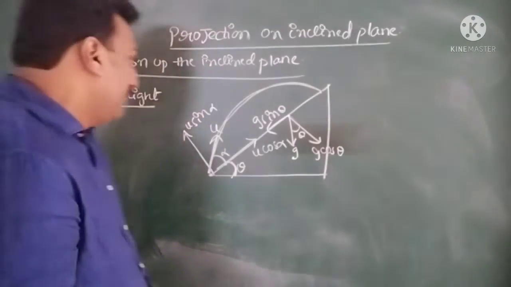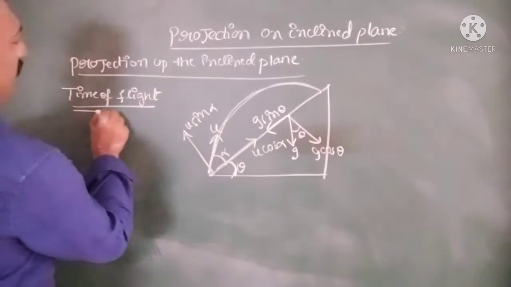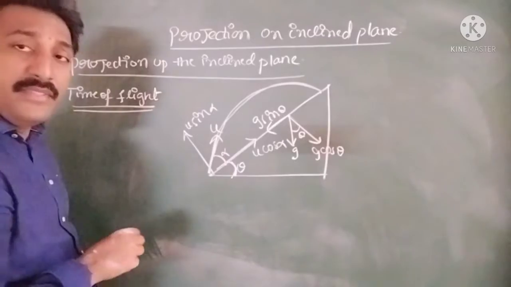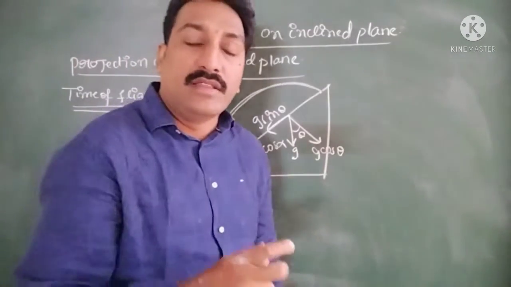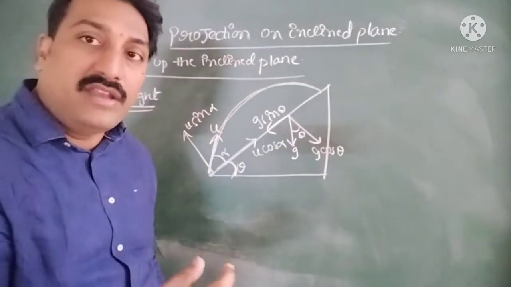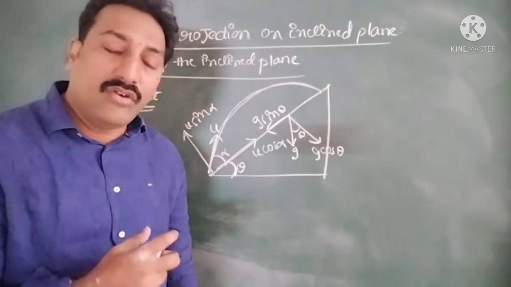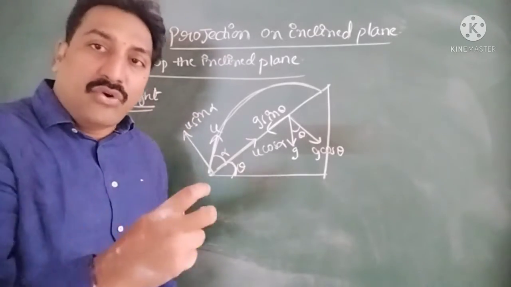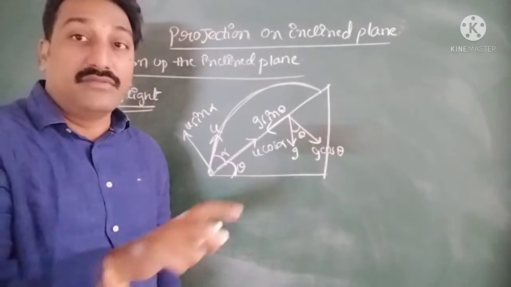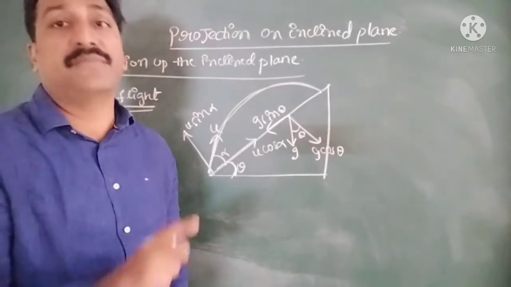Now how to find the time of flight here? According to the basic definition, time of flight is the time taken by the body to remain in air when the body has been projected. So we have to consider the motion along the y-axis when we are discussing the time of flight.